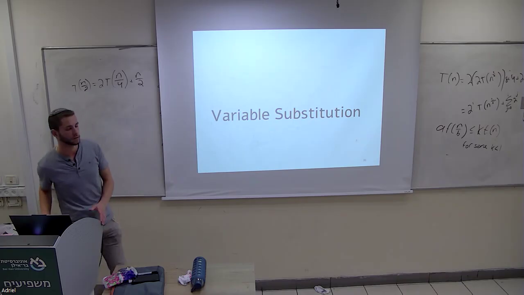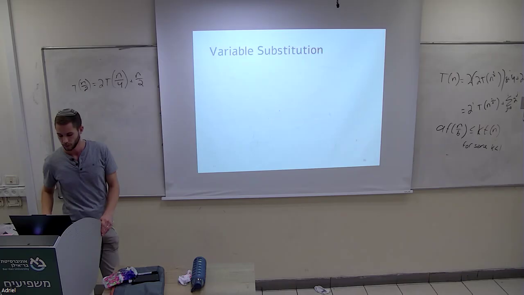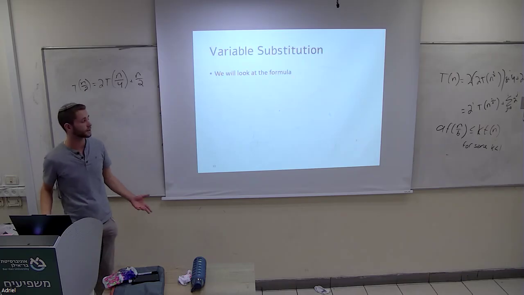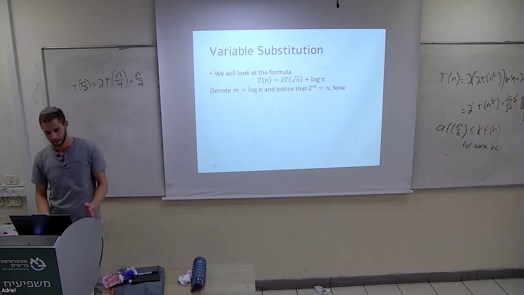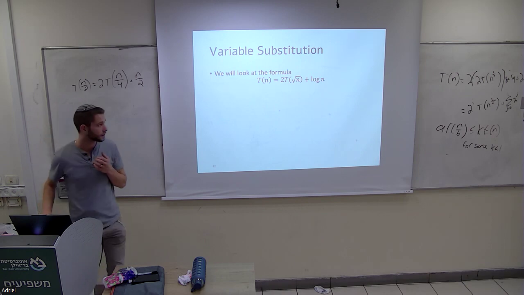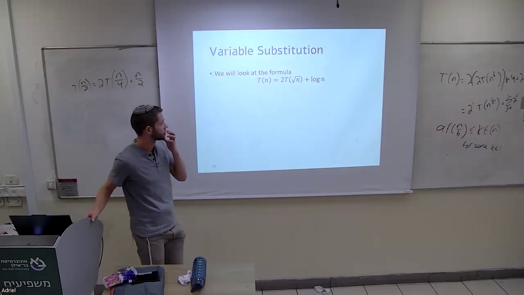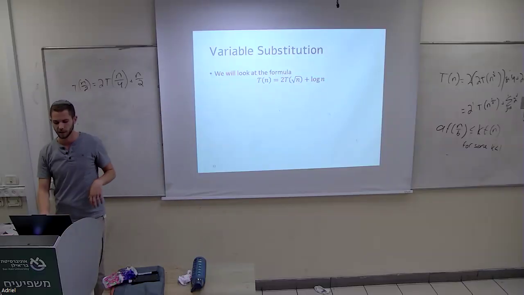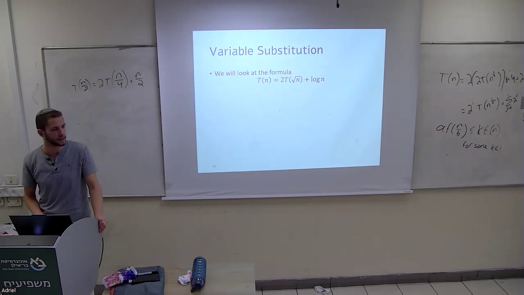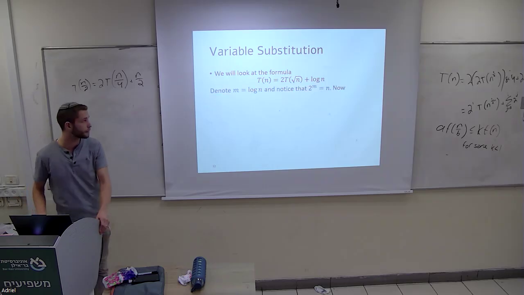All right, last one is variable substitution. Here, what we're going to do is look at the formula. Now this one's kind of complicated to do, right? It's square root of n plus log n. We can do it with substitution guessing or iteration. We can just iterate and substitute it i amount of times.